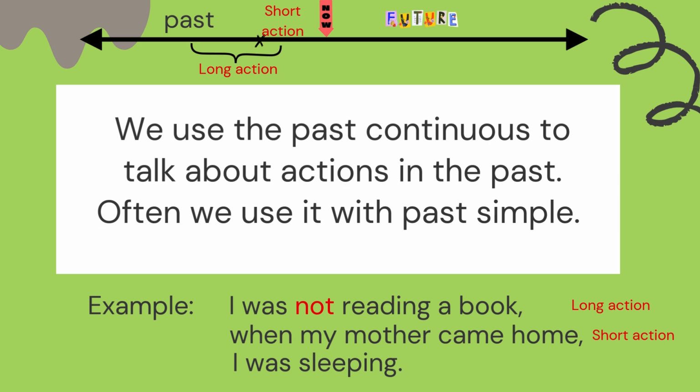So when we use the past continuous, we talk about actions in the past and often we use it with past simple. So remember the example, I was reading a book when my mother came home. Now it's I was not reading a book, long action. When my mother came home, I was sleeping.